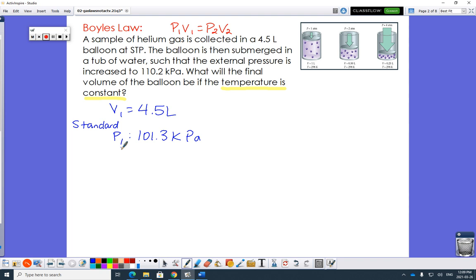So now we're going to submerge the balloon, and the external pressure is going to increase. So the final pressure, or pressure 2, is 110.2. And it says, what will the final volume be? So it's very straightforward. These questions usually are. It's telling you that we're looking for the final volume.